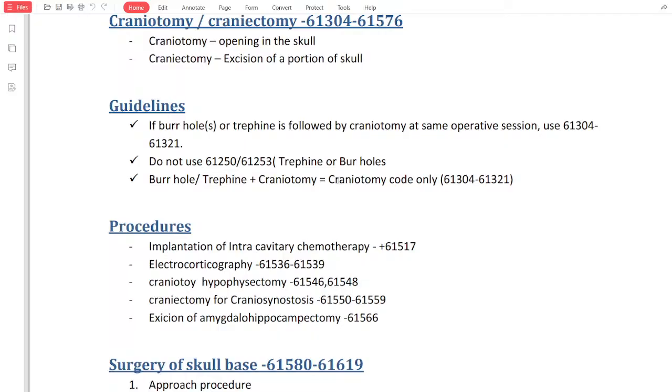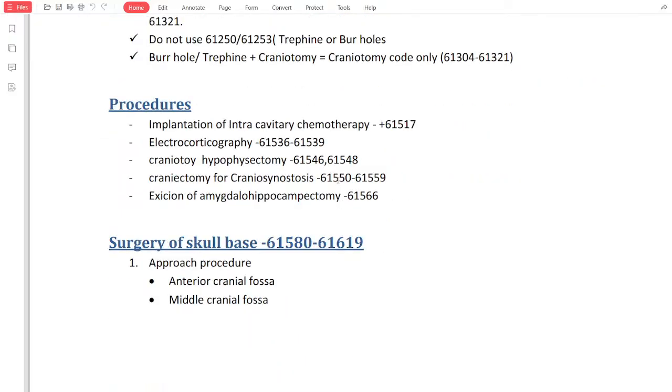Clear? And what are the procedures in the nervous system? First of all, implantation of intracavitary chemotherapy, 61517. Okay, this is the code. And electrocorticography, the range 61536 to 61539. Okay, just open your textbook and look at these codes. Craniotomy. Okay, it's a mistake.